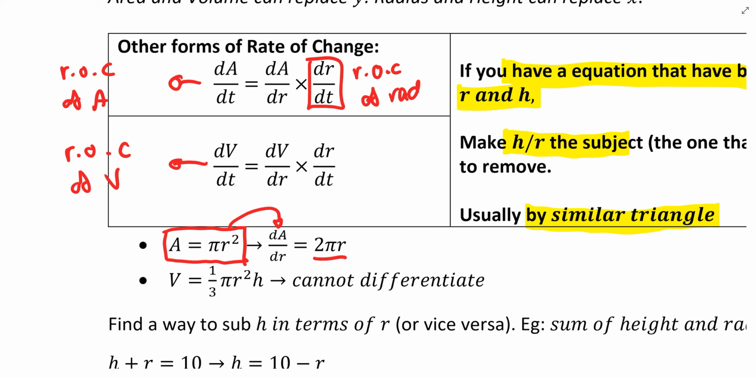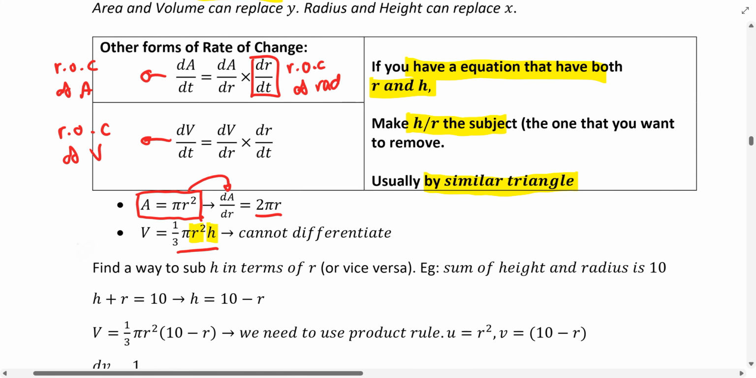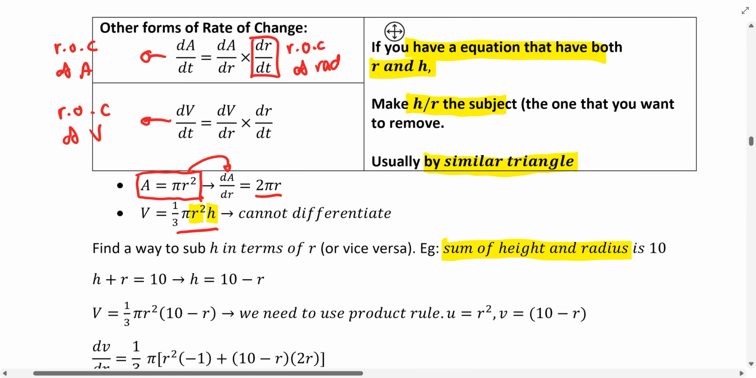If the volume is 1/3 pi r square h, which is a cone, you cannot differentiate unless they tell you that there's a fixed height. But if you have r and h as variables, you cannot differentiate. So you have to use information from the question, sometimes similar triangle, sometimes the question may tell you the sum of the height and the radius is 10. Then, if we want to remove h, we make h the subject. h plus r equals 10, h equals 10 minus r.